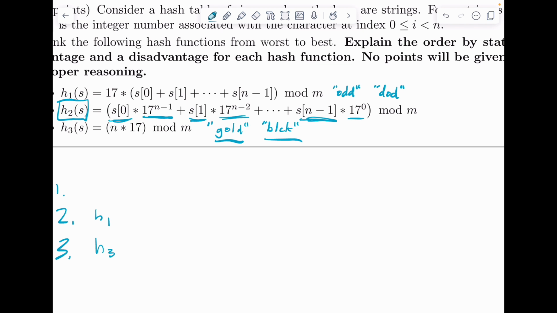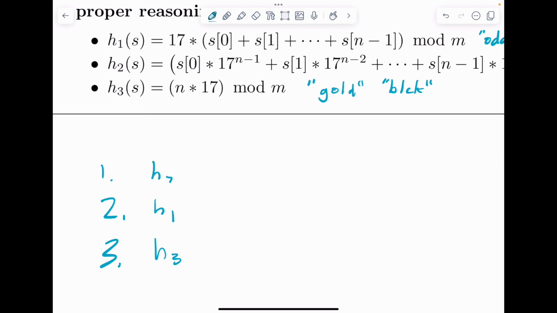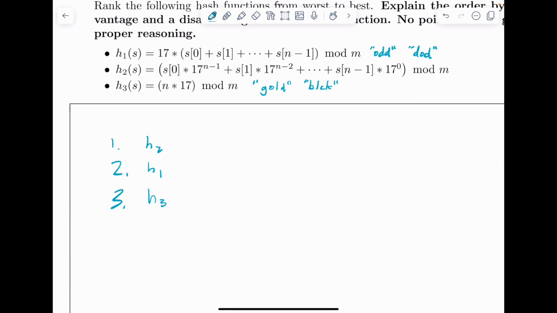So because of that, this is definitely our best one, because it leads to the fewest number of collisions. So we are going to put that at the very top. h sub 2 is the best one, leading to our final ranking of the best being h sub 2, the middle being h sub 1, and the worst being h sub 3.